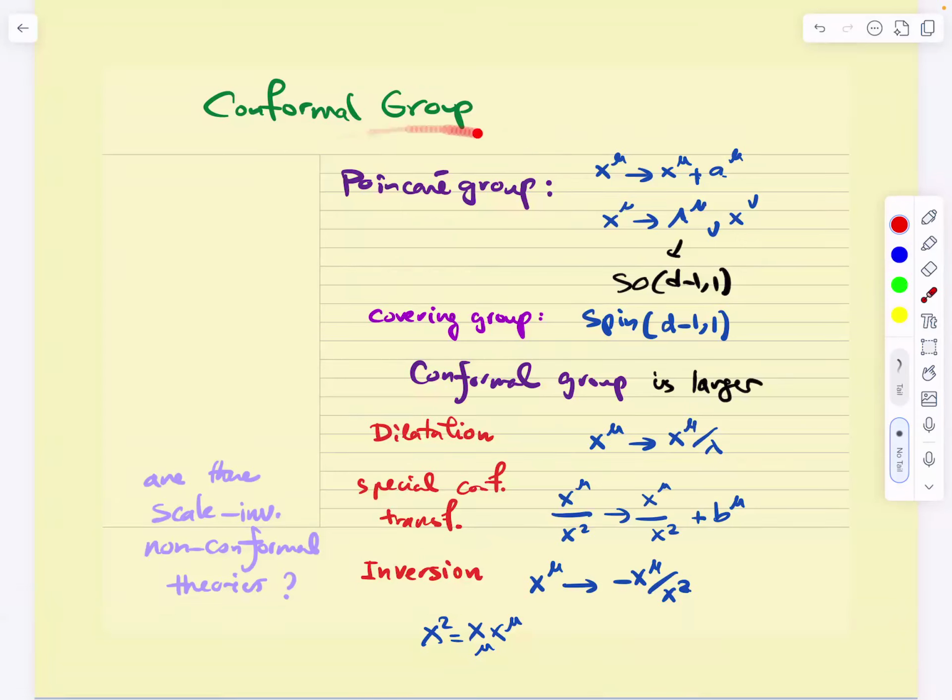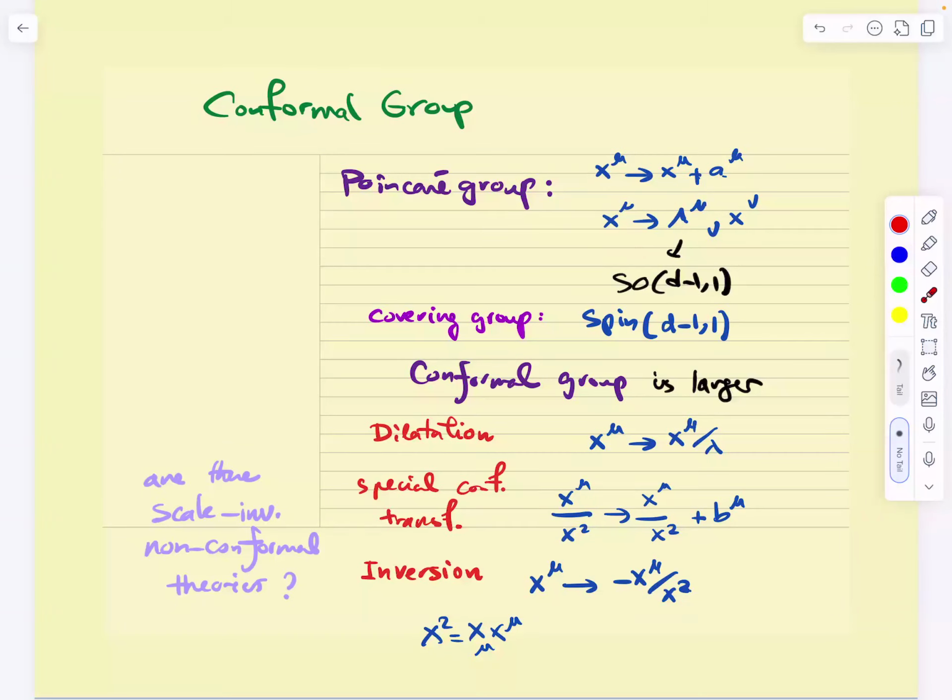Okay, so let's recall the space-time. Conformal transformations are space-time transformations. So we're not dealing with internal symmetries. We're talking about space-time symmetries. So what's the Poincare group? These are the isometries of flat space-time, Minkowski space-time. They're generated by translations and Lorentz transformations.